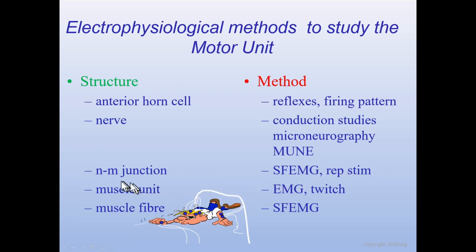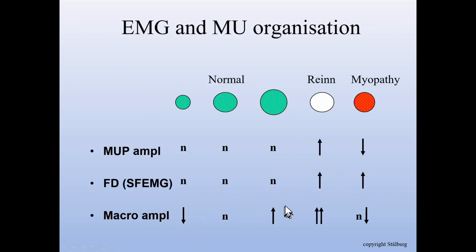And the muscle unit, that means the motor unit with its muscle fibers. There we look at EMG, and in some labs also the twitch. And the muscle fiber itself and its activity can be studied with single fiber EMG. The different techniques have different advantages and pitfalls and so on.